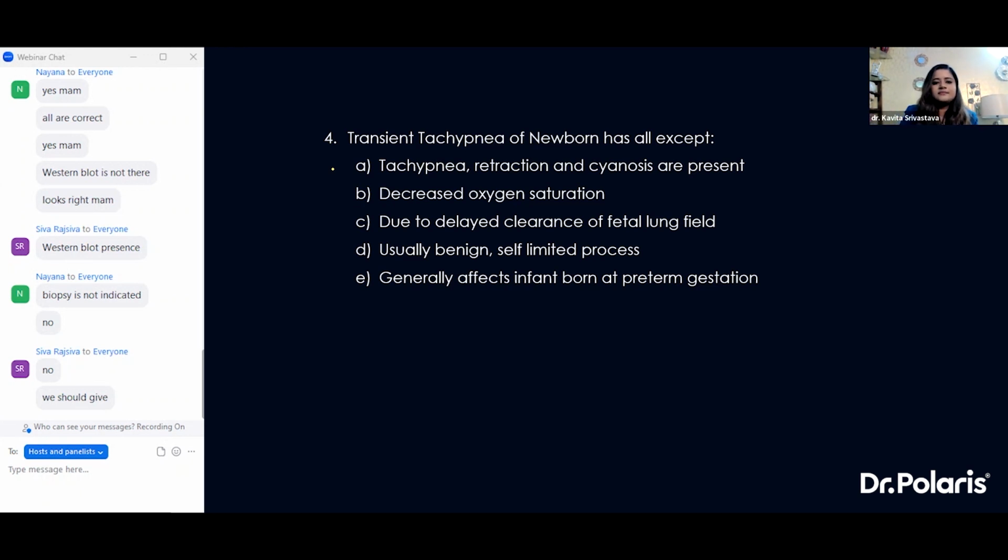Another very common thing that happens because of respiratory distress, or that results in respiratory distress, is TTNB, transient tachypnea of the newborn. So what are the features of transient tachypnea of newborn except? Which of the following is not a feature of TTNB? So let us see the options. Tachypnea, retractions, and cyanosis can be present.